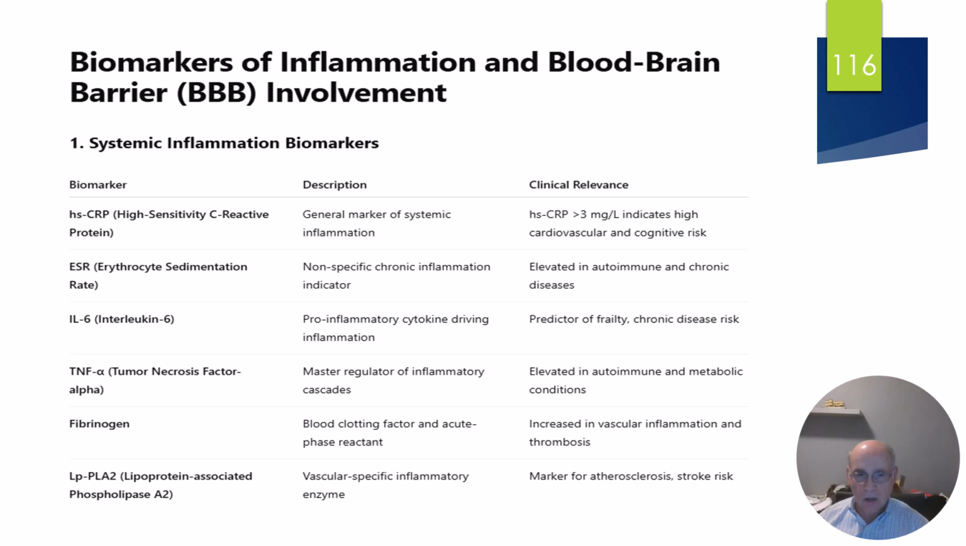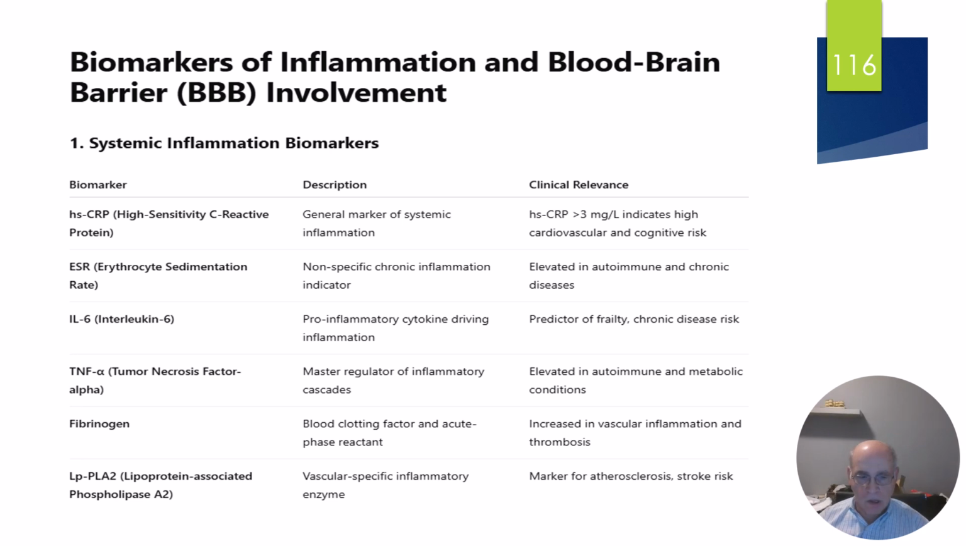Obviously, high-sensitivity C-reactive protein, but once again, that's a general marker of inflammation. And high-sensitivity C-reactive protein greater than 3 milligrams per liter indicates a high cardiovascular and cognitive risk. Usually this will be found because these are patients that have MTHFR SNPs, and that leads to an elevation of homocysteine because there's inadequate methylation taking place. ESR, a SED rate, but once again, this is not specific. It just says there's inflammation.